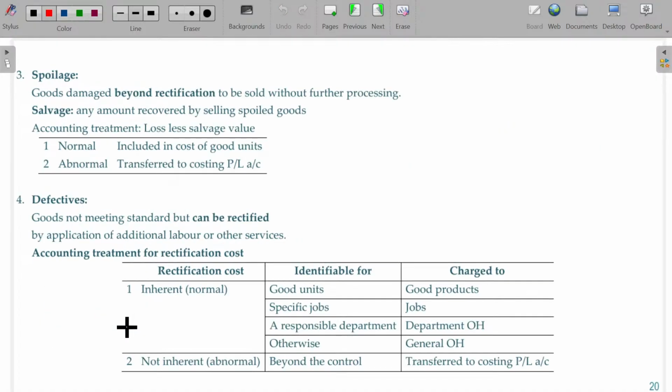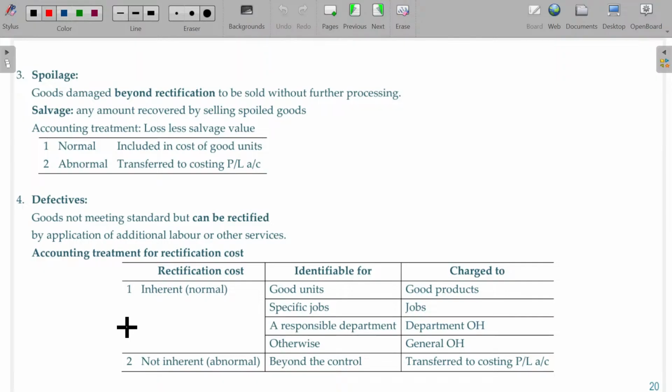Now let's go to spoilage and defective. Defective is nothing but output that is substandard, not meeting my standard. If the output is not matching the standard, what can we do? We can introduce some additional material and incur labor cost to make it perfect. Then it's called defective. Spoilage is also a loss, but by adding any additional material or labor you cannot rectify it. Non-rectifiable is called spoilage, rectifiable is called defective.